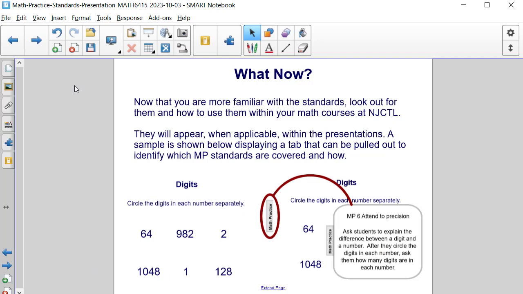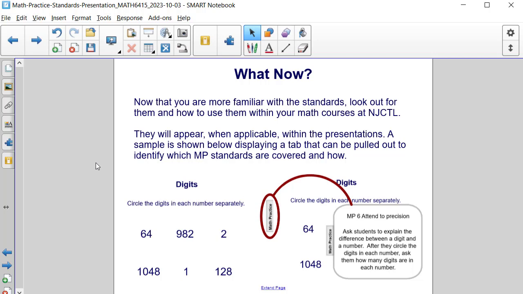With all of the information that's been provided about the math practice standards, many of you may be asking, well, what now? Now that you are more familiar with the standards, look out for them and how to use them within your math courses at NJCTL. They will appear when applicable within the presentations.